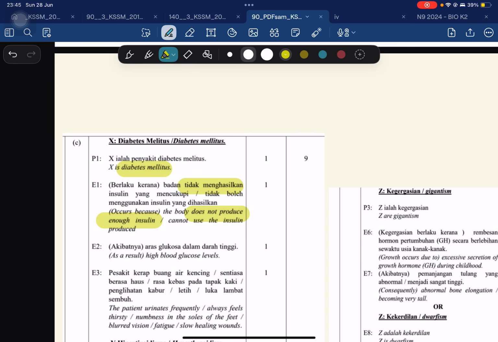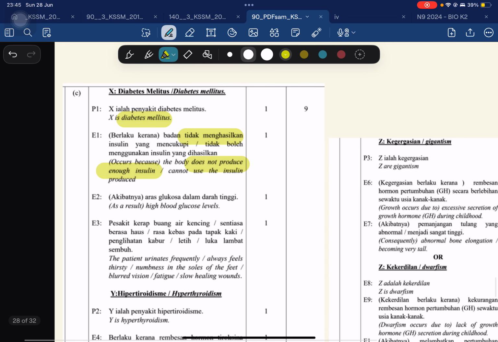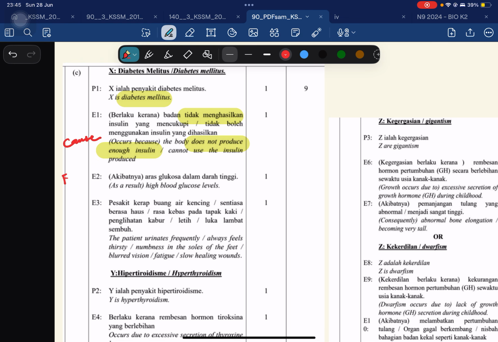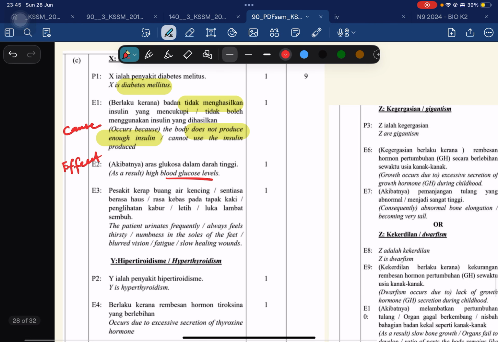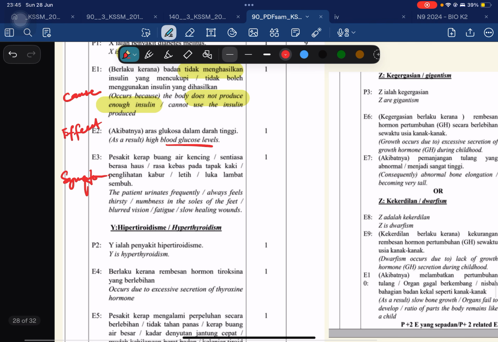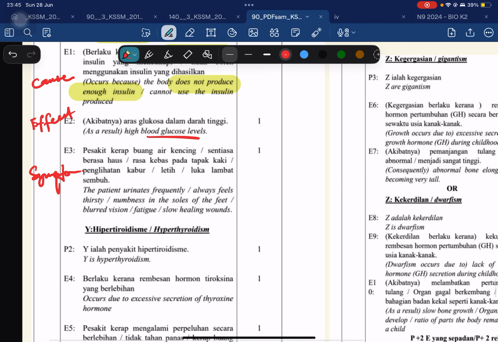But if you feel afraid of it, maybe the scheme wants both of it. You just mention cannot produce enough insulin or even cannot use the insulin produced. So this is the cause of it, and this is the effect of it. As a result, the glucose level increases or becomes high. So these will be the symptoms of it. Maybe you can say blurred vision or even numbness in the soles of the feet. And also the wound heals much more slowly.